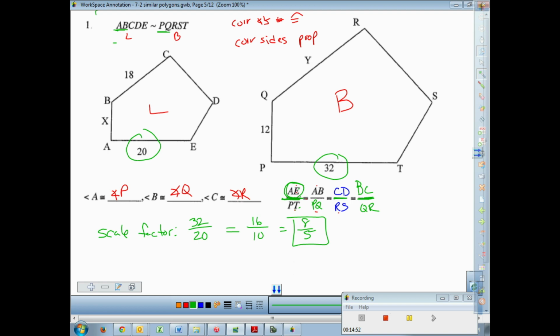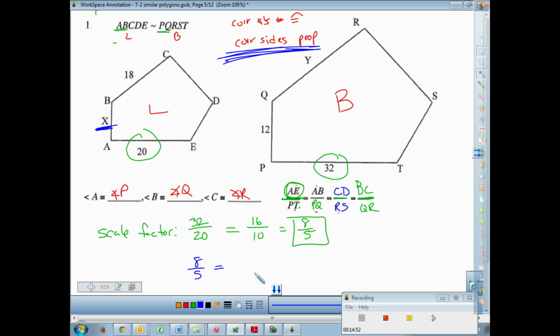Cool? To find missing lengths in similar polygons, we must find the scale factor first. Sound awesome? Now let's use the scale factor to solve for x. So here's x, right here. Do we know what corresponds to x in the other polygon? The 12 does, correct? So here's what you do. You set up a proportion. We know that these are proportional because they're similar, right? Aren't the corresponding sides proportional? Rock and roll? So start with your scale factor. What's our scale factor? 8/5, right?